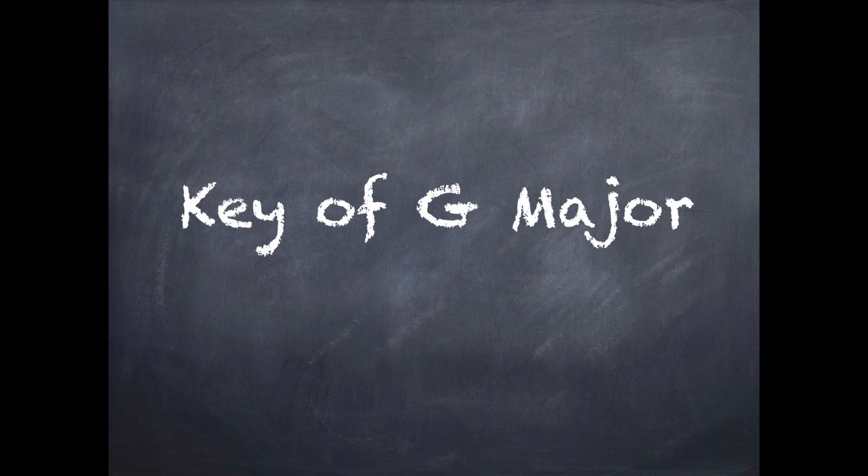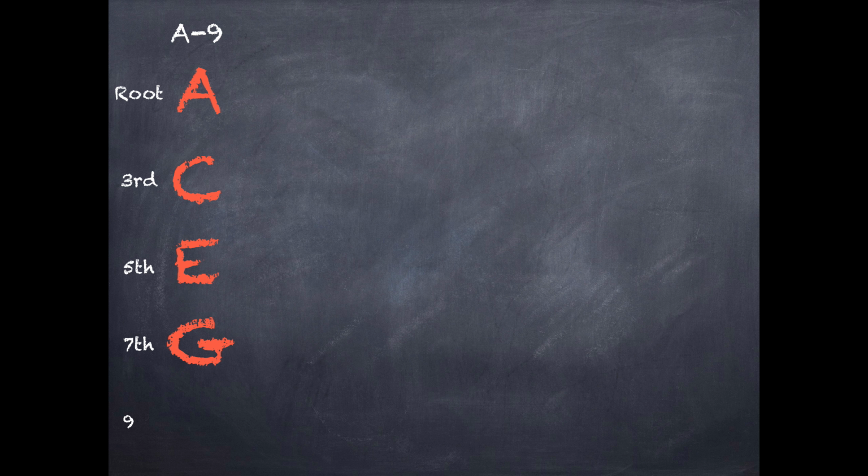So we're going to be looking at the key of G major again, just like the last animated video. And here is our table of chords again. We've got A minor 9, and the root is A. The third is going to be C. The fifth is going to be E. The seventh is going to be G. And this time we're going to add on the ninth, which is going to be B.